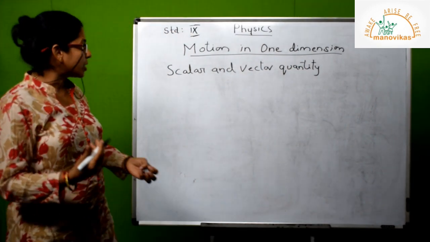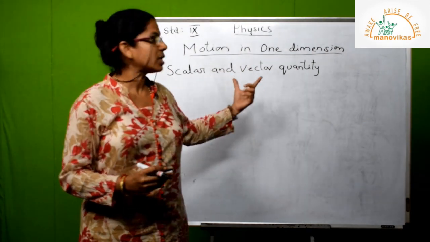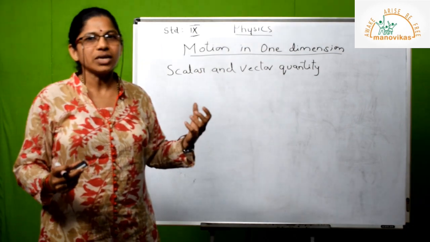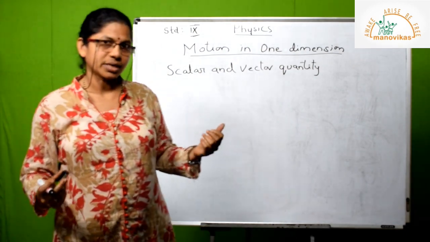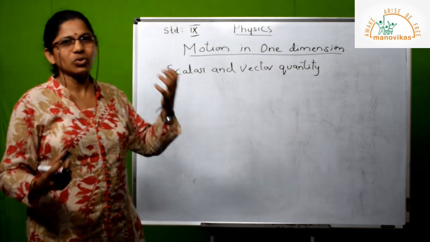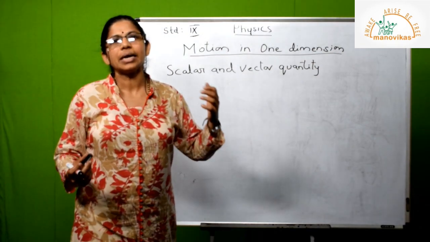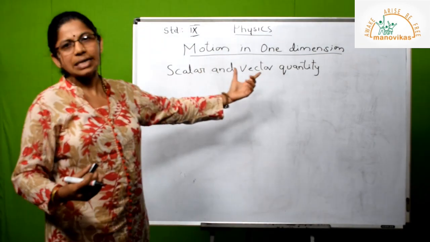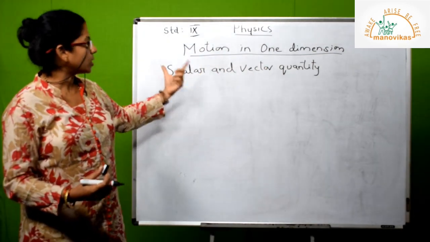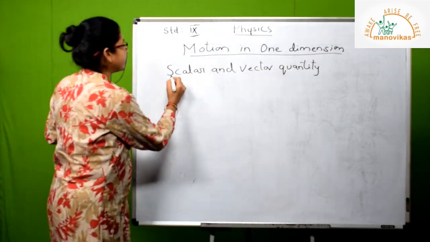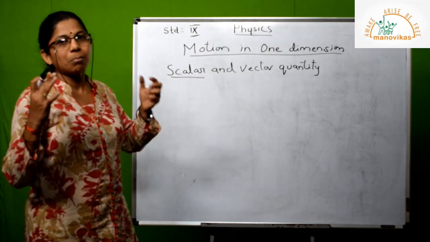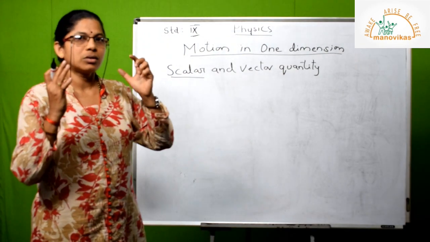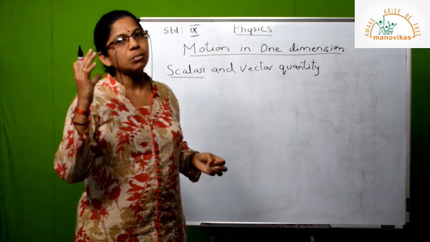Okay, what is a scalar and a vector quantity? Before that, you'll need to know the meaning of a physical quantity. What is a physical quantity? It is a quantity which can be measured. Now they are broadly classified as scalars and vectors. Scalar quantities are those quantities which will have magnitude only. That means you can measure them provided you know the magnitude.